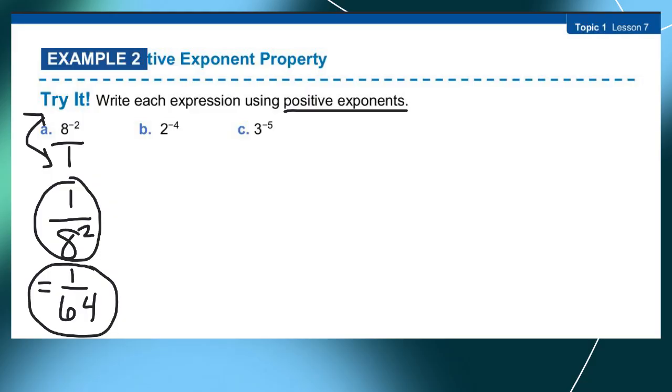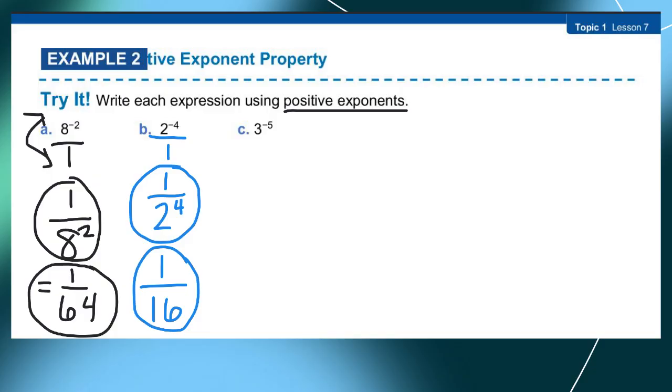All right, let's look at this one. I'm going to put a 1 under it because I can put a 1 under any number. I'm going to flip it over, and the minute I flip it over, I'm going to ditch my negative. I have simplified this using positive exponents. To evaluate it, my 1 is not affected, but I have 2 times 2 is 4, times 2 is 8, times 2 is 16.